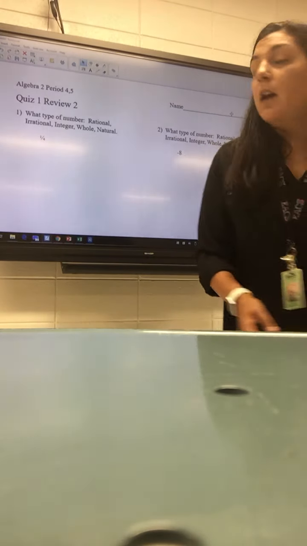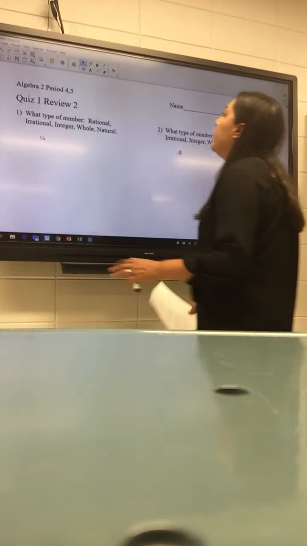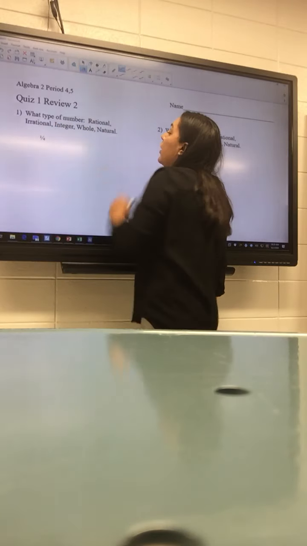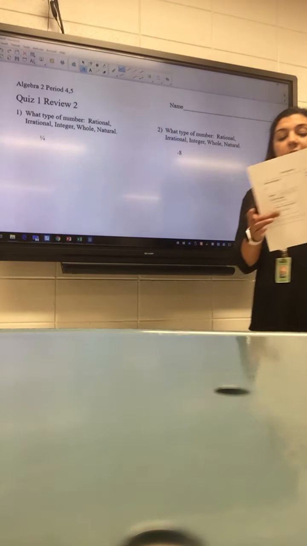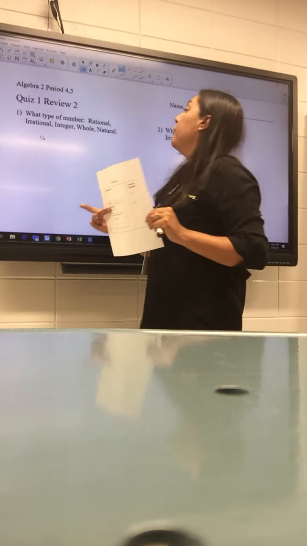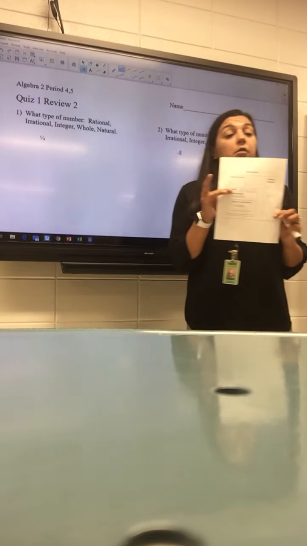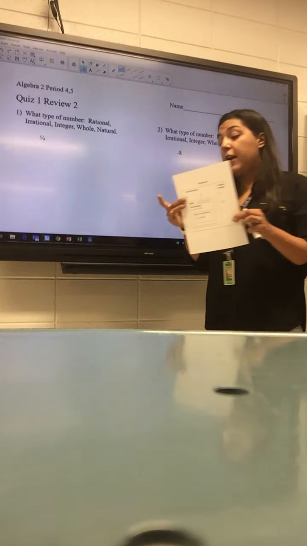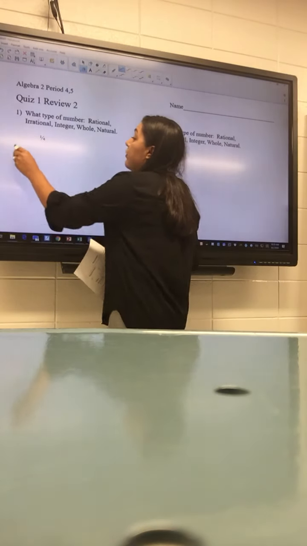Okay, so if we're looking at number 1 on the actual worksheet, 1/4. We always start at the inside. Is it a natural? No. Is it a whole? No. Is it an integer? No. Is it a rational? Yes. So we're just going to write rational.